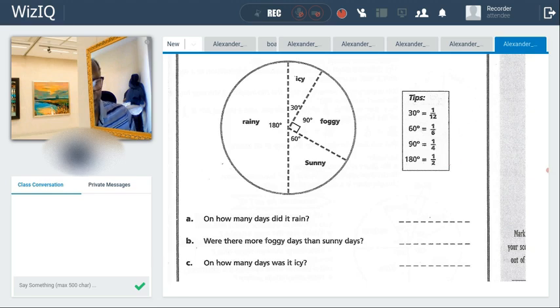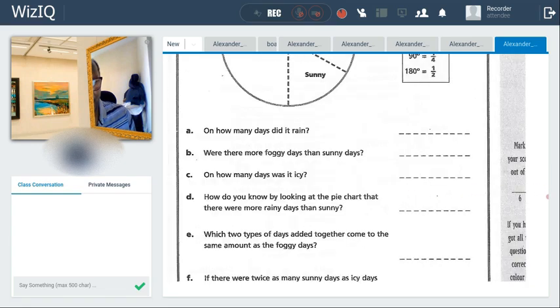On how many days was it icy? 1. Okay, yes. How do you know by looking at the pie chart that there were more rainy days than sunny? Well, it's the size of the angle. The size of the angle is 180 degrees, which is bigger than any of the others. Which two types of days added together come to the same amount as the foggy days? So look at the foggy days. The foggy days we had 90, so it's going to be icy plus sunny.